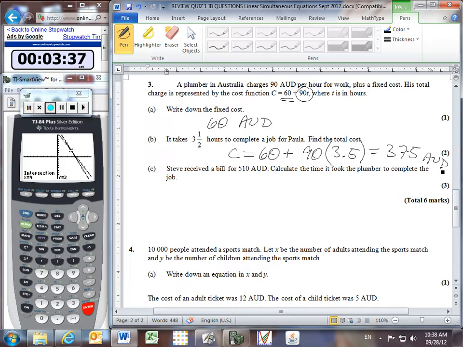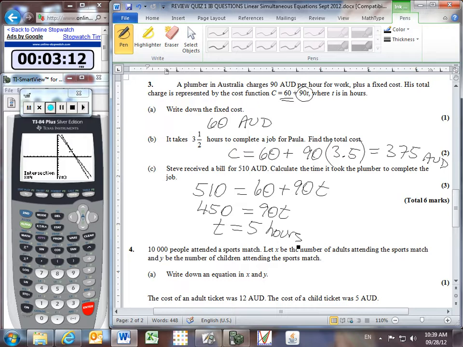Part C. Steve received a bill for 510. This time they've given you the cost. So 510 is equal to 60 plus 90t, and we're trying to figure out what t is, the amount of time it took the plumber to complete the job. Let's bring 60 to the left, and we now have only 450, and now let's divide both sides by 90, and we find out that t equals 5 hours for the plumber to complete the job.